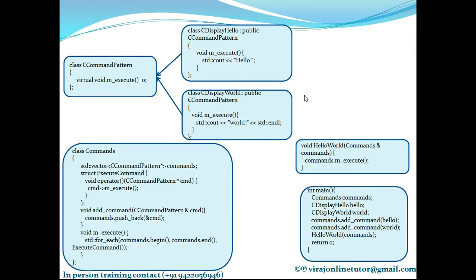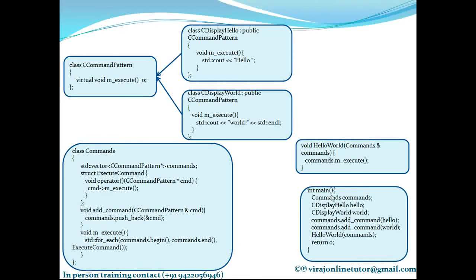So I'll just map it to this. There's a command pattern which is the pure virtual function. It's an abstract class here. There's a display hello class which is a concrete command, display world which is a concrete command, and this execute function is implemented here and here. There is a commands class which is the same as invoker, which just contains a list of all command patterns. It has an add command which adds the command to this list, and when this execute function of commands is called, it internally calls the execute function of all the commands which are registered in this list.